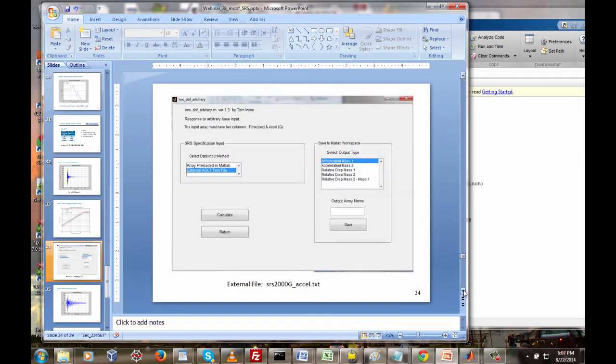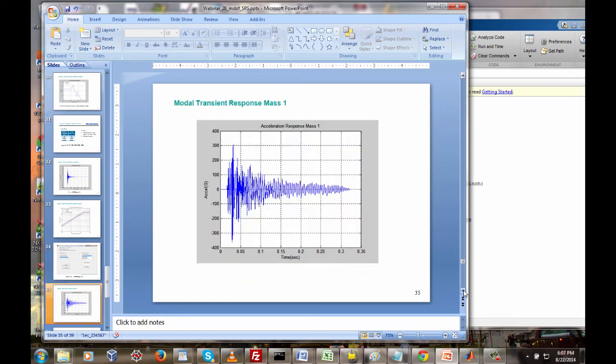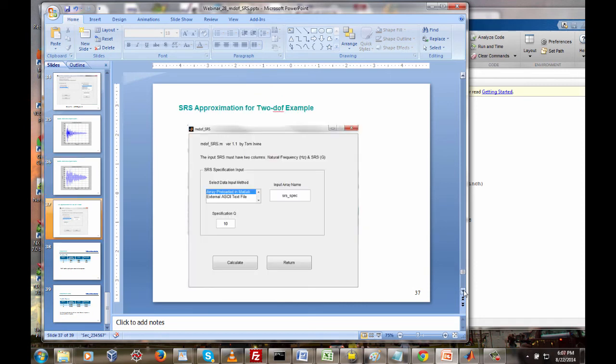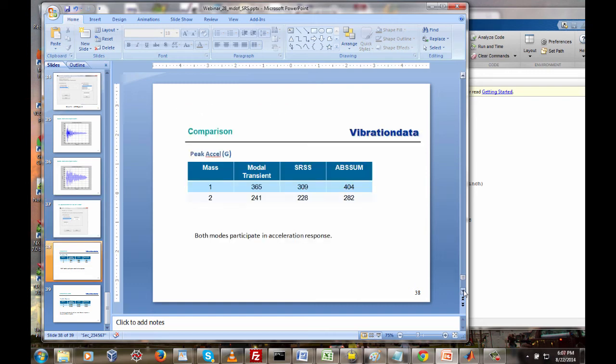Okay, so these slides here, you can just go through the PowerPoint slides yourself, through the steps of what we just did. So this at this point is just a review. There's the acceleration for mass 1, acceleration for mass 2, and then we did this simplified SRS approximation method for multi-degree of freedom systems.